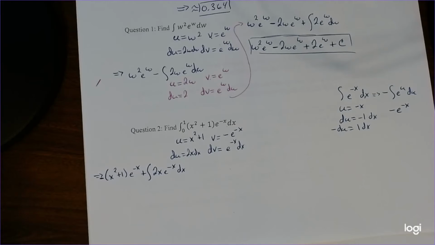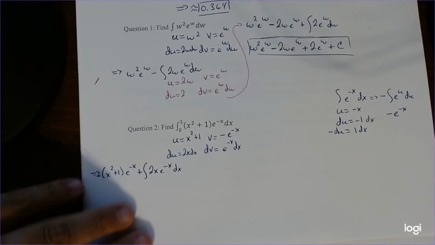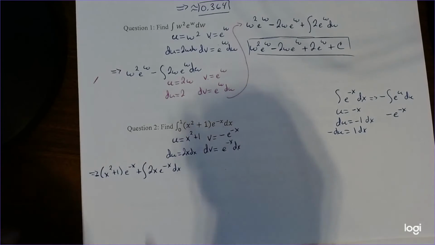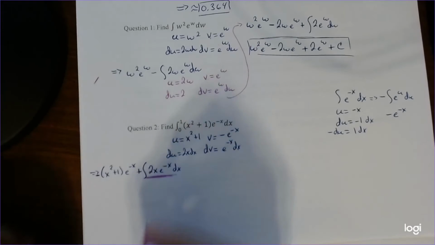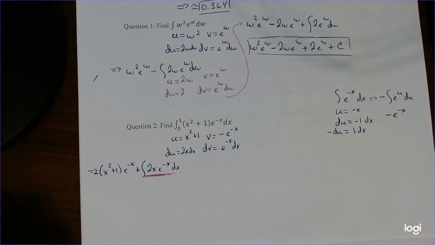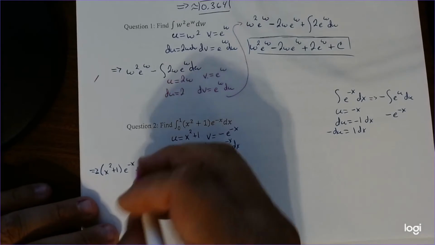Uh-oh. Guess what? More integration by parts. So same concept that we just did above. So again, we have to do another integration by parts because of here. So we're back to square one essentially. Okay. All right, so therefore, do it again.